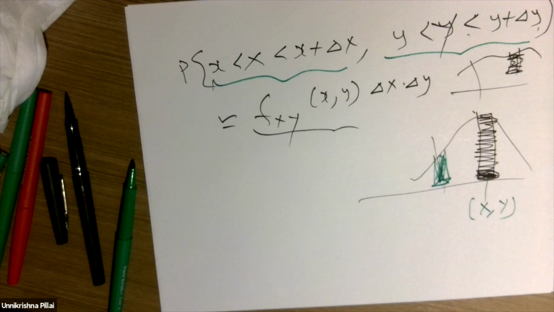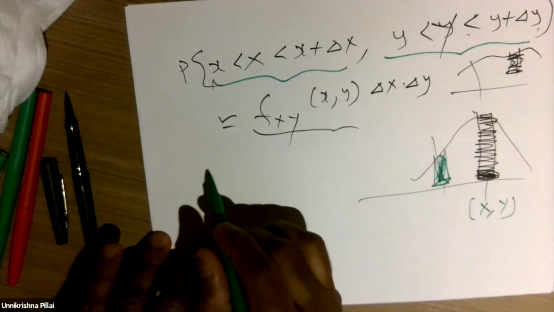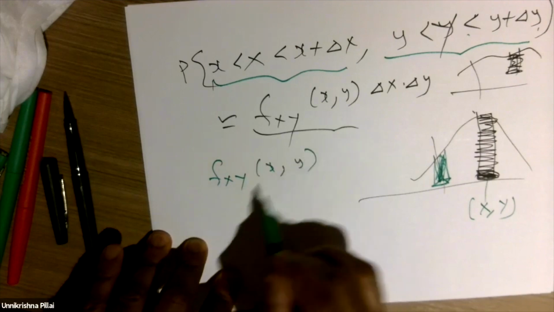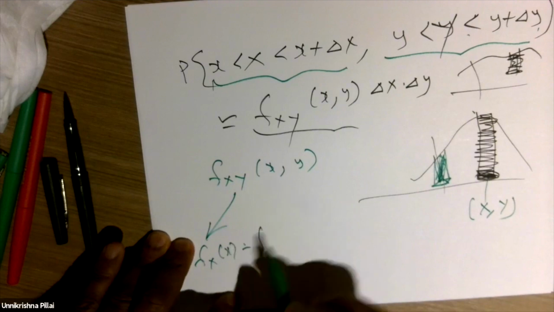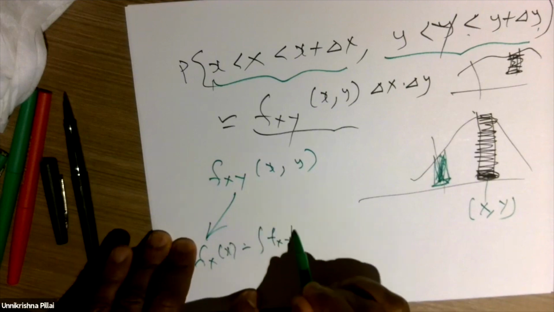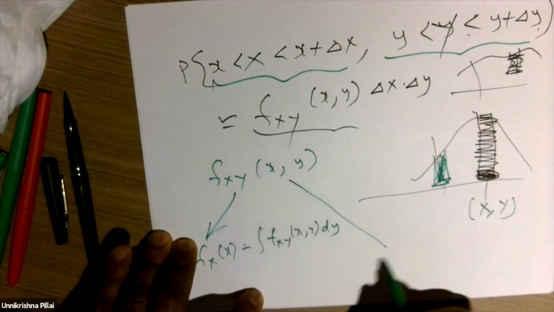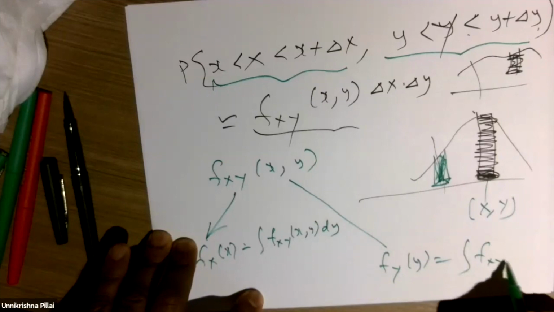So remember, this is the joint characterization. What we have learned so far is, if you are given f_XY, you can find out f_X(x) by integrating out y. From here, you can also find out f_Y(y) by integrating out x.